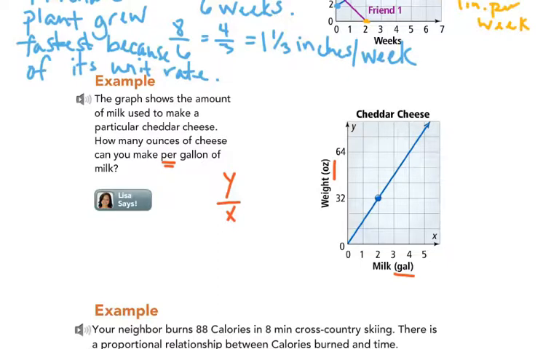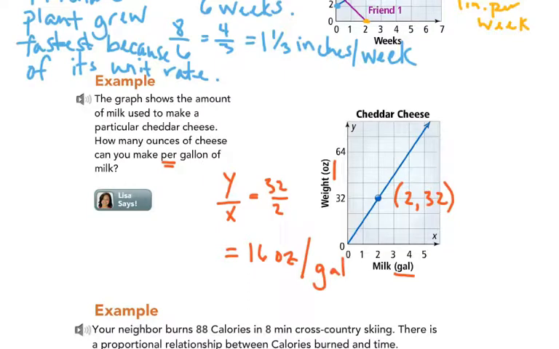So all we have to do is find a point on the graph, and they were kind enough to point one out. So this is the point (2, 32). So that means it was 32 ounces for 2 gallons of milk. So I would do 32 divided by 2, and that's 16 ounces per gallon.